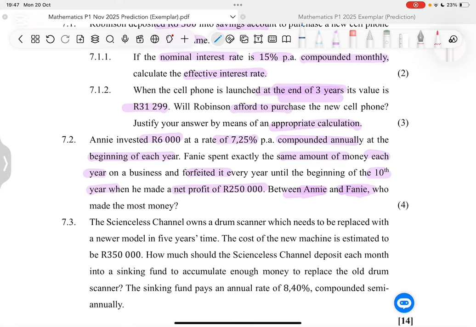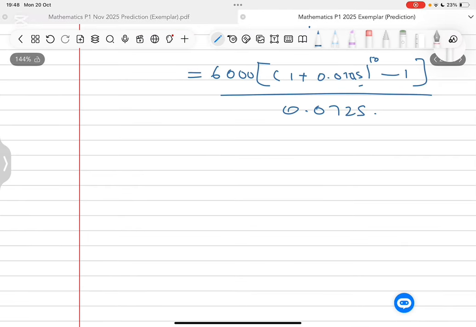It says that the Scienceless channel owns a drum scanner which needs to be replaced with a newer model in 5 years' time. The cost of the new machine is estimated to be 350,000. How much should the Scienceless channel deposit each month into a sinking fund to accumulate enough money to replace the old scanner? The sinking fund pays an annual rate of 8.4% compounded semi-annually. There are a couple of steps that you have to follow.